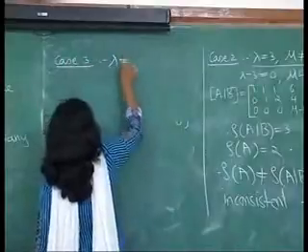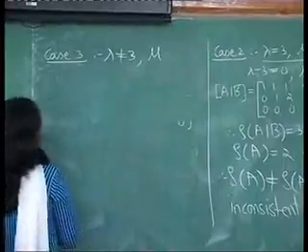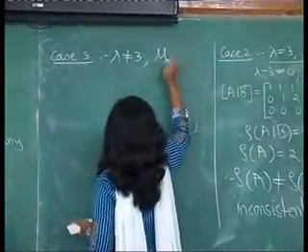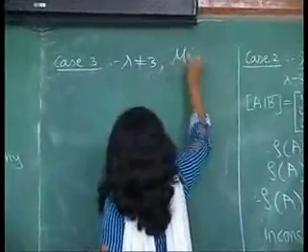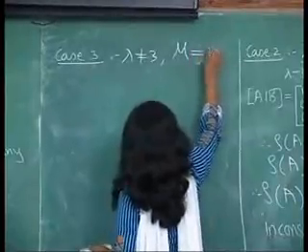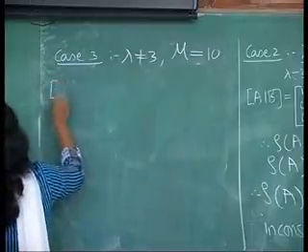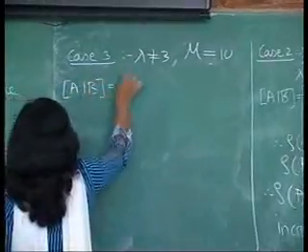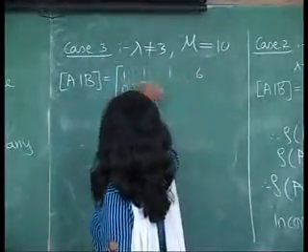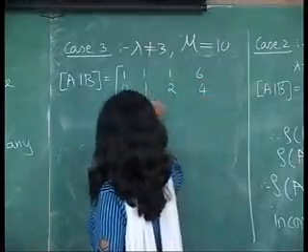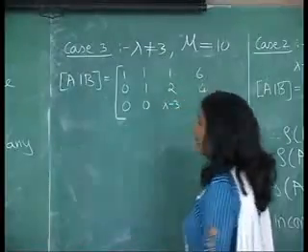Suppose lambda is different from 3, and mu can be anything now. Suppose lambda is not equal to 3, mu is equal to 10. Then once again the augmented matrix will be 1, 1, 1, 6, 0, 1, 2, 4, 0, 0, lambda minus 3. Lambda minus 3 is now not equal to 0.